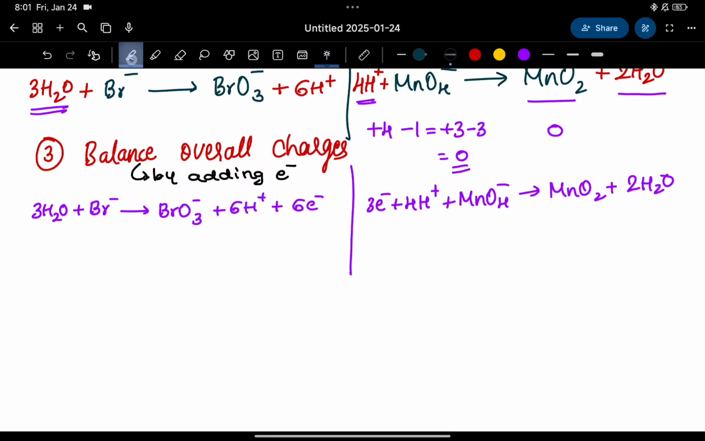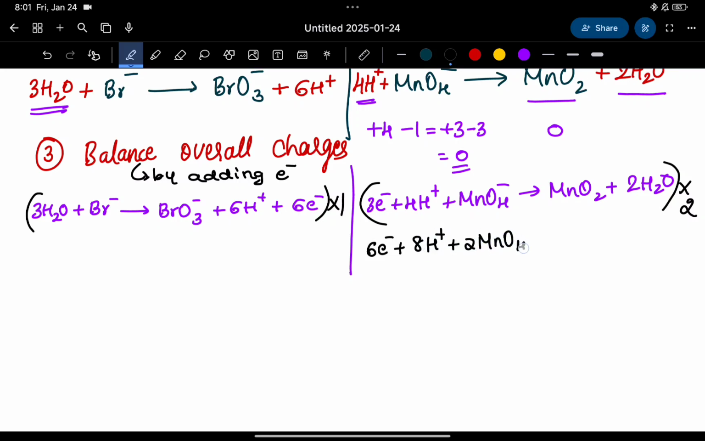Alright. So I'll multiply this one by 2, whereas this one into 1, or as it is we can keep it. So when I multiply this by 2, we get here 6 electrons plus 4 2s are 8H+ plus 2 MnO4- gives 2 MnO2 plus 2 2s are 4 water molecules. Done. So this gives us the reaction.